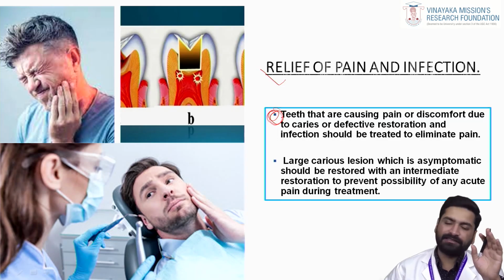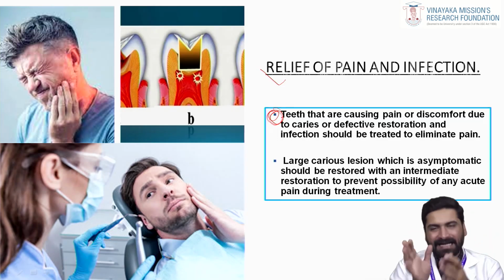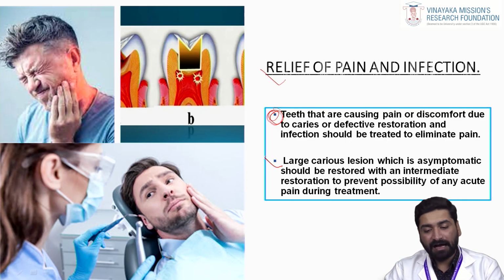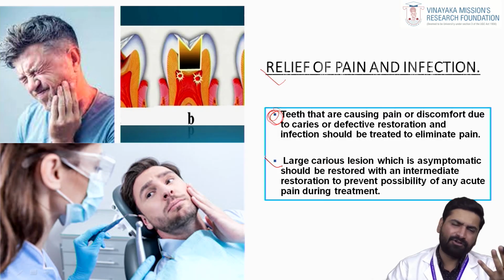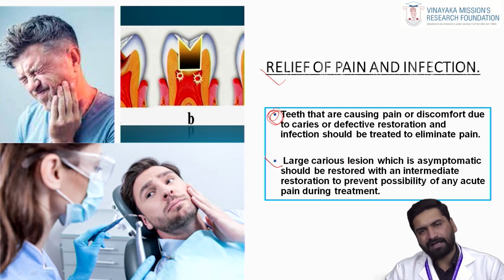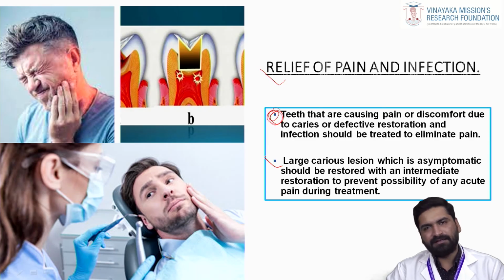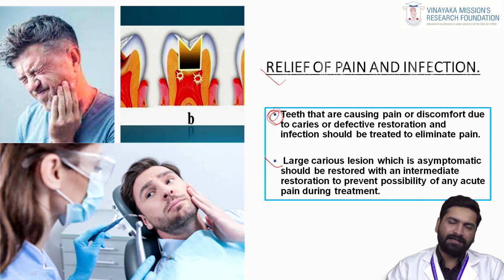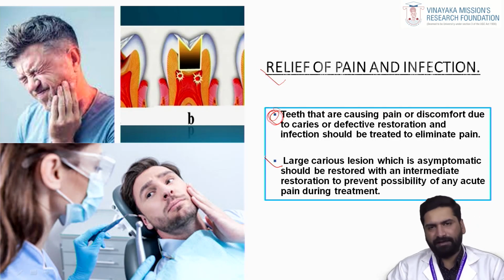Your first duty as a doctor is to address that problem, that situation first, and then move on to the prosthodontic part, right? Similarly, if there are any large carious lesions which are asymptomatic, the patient is saying I don't have any pain, you just make the RPD or cast partial denture and give. I am not worried about the teeth which is having caries because I don't have any pain. So that doesn't work that way, right?